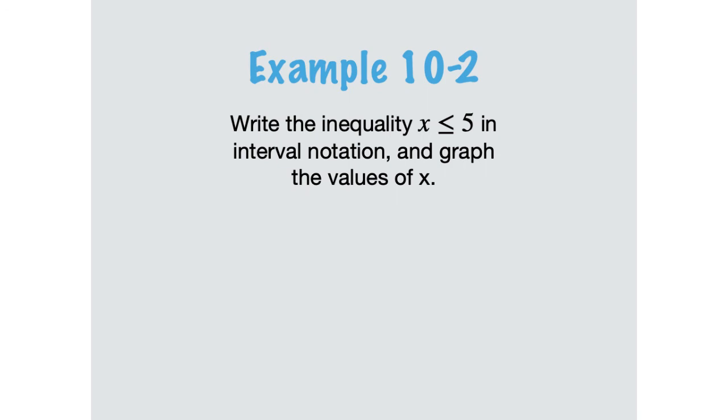Inequality is x is less than or equal to 5. Let's take a look at that one. X is less than or equal to 5. I'm going to graph it first. My point of interest is 5. Makes this 4 and this 6. We want a filled in circle at 5 because we're less than or equal to it, and less than is in this direction. And now I can write my interval notation.